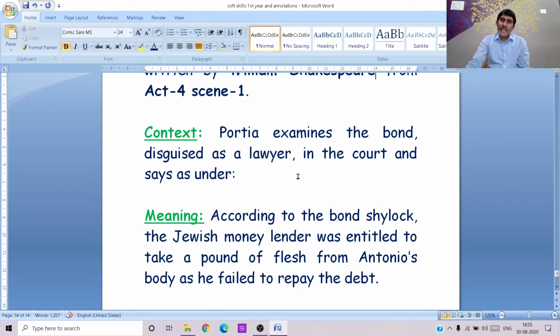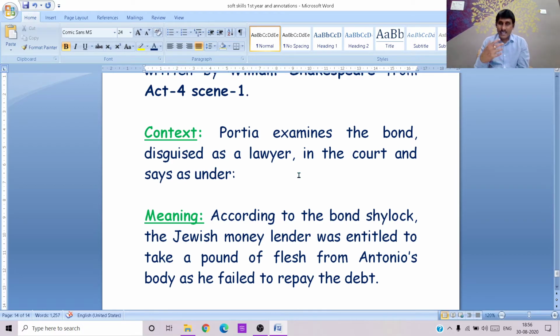Portia is a young lady, and she comes to the court in Venice, where the Duke is the ruler of that city. She is disguised. Though she was a lady, she comes dressed as a lawyer. Okay, she dressed as a male. Dressed as a man, she comes to the court and examines the case as the legal expert.